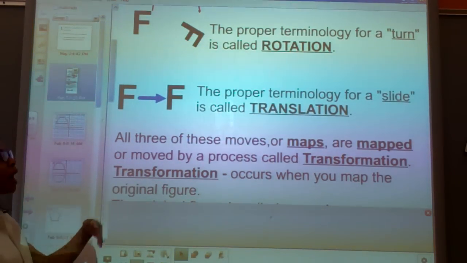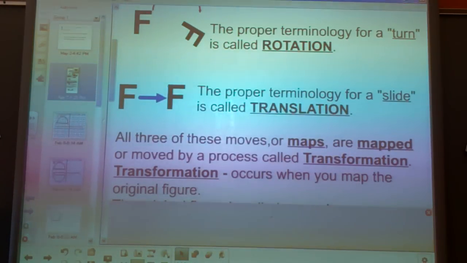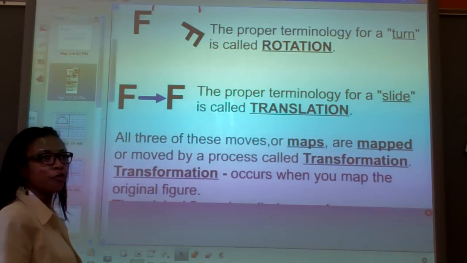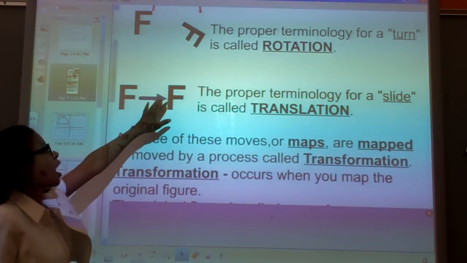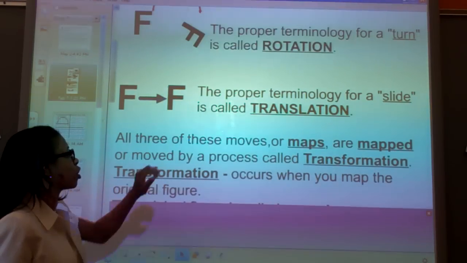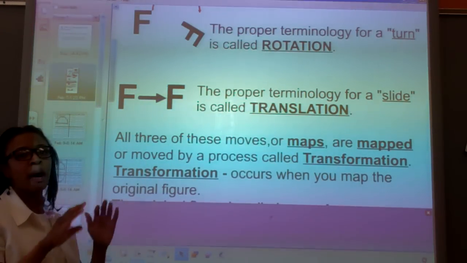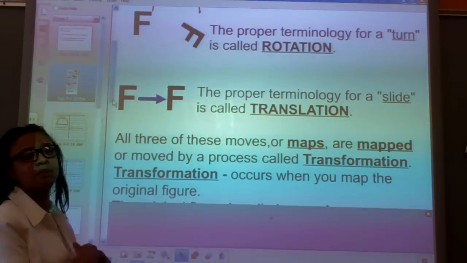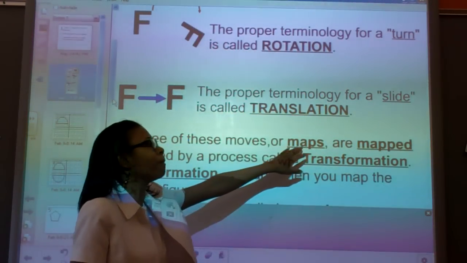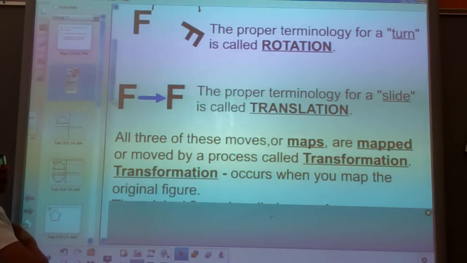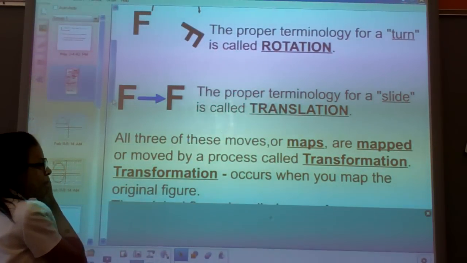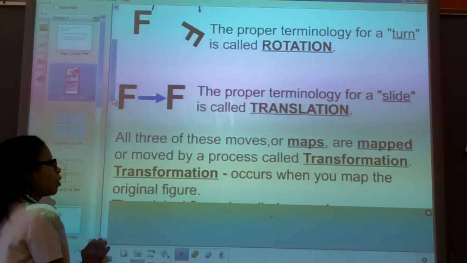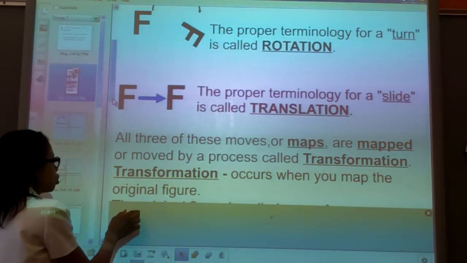Moving further. All three of those moves are mapped or moved by a process called transformations. Transformation occurs when you map, or in other words, you move the original figure. So I'm moving or sliding the original to this image here, okay? And that's called mapping when I move it. A rotation, a translation, or a reflection is an object being moved or mapped, okay? And that process of actually moving that object is called a transformation.